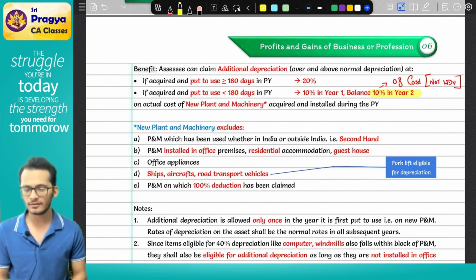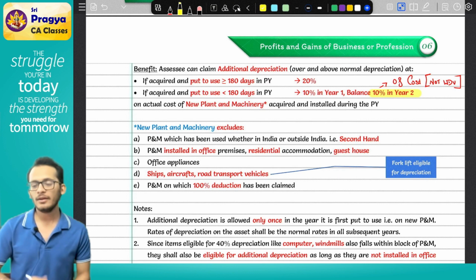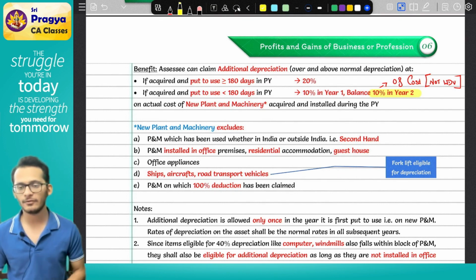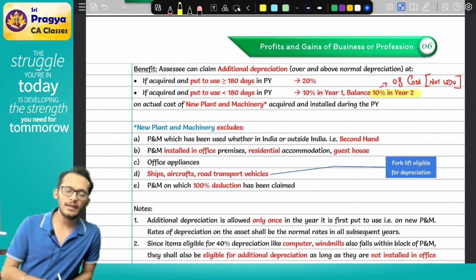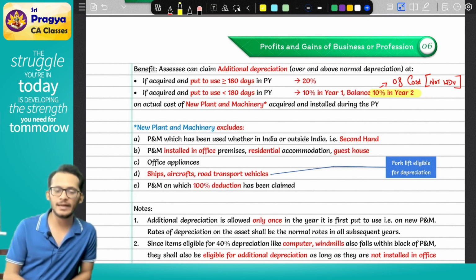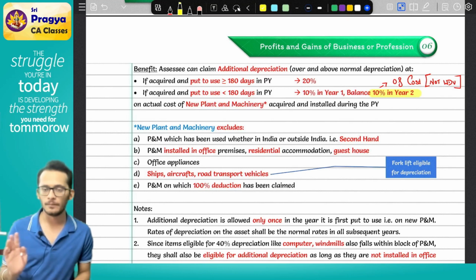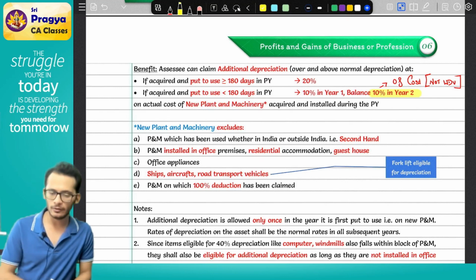Now, there are certain rules, Rahul. Rule number 1. You can only claim additional depreciation in case you are following WDV method. Even if you are a power sector, you can only claim additional depreciation as long as you follow WDV method. You will not get this if you follow SLM method.